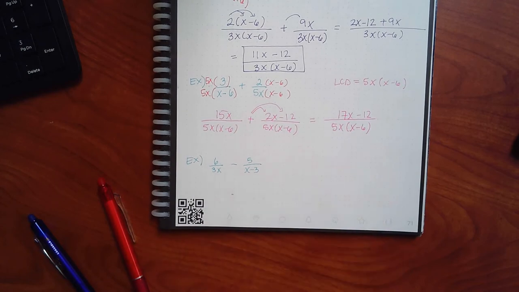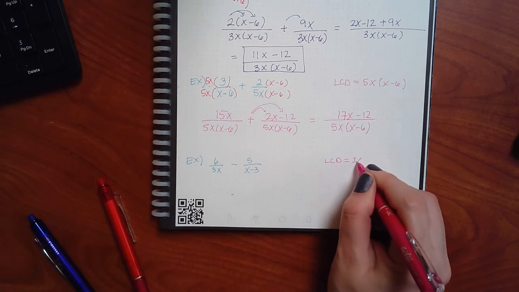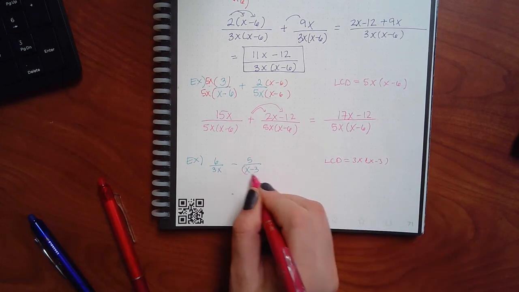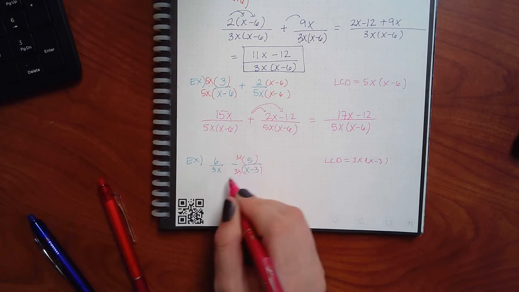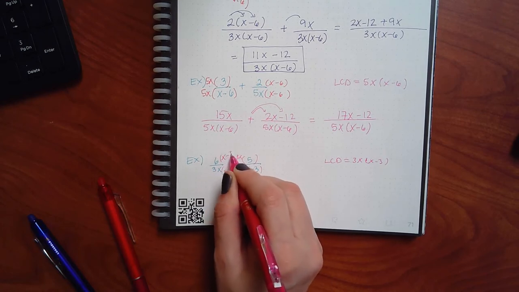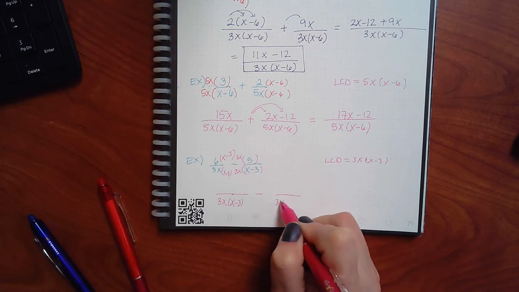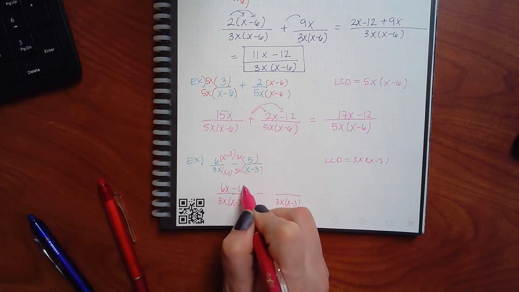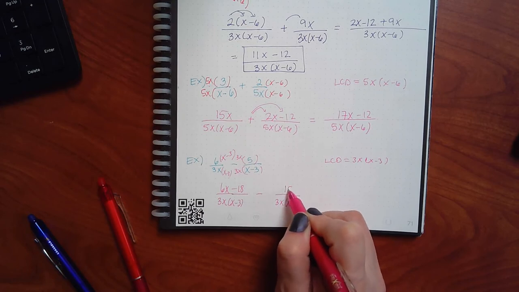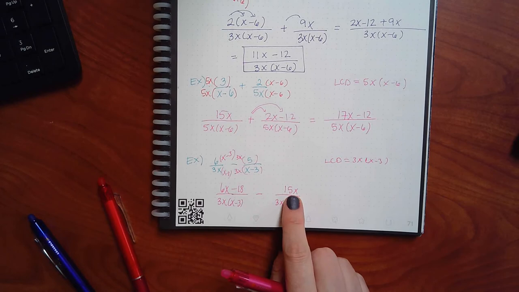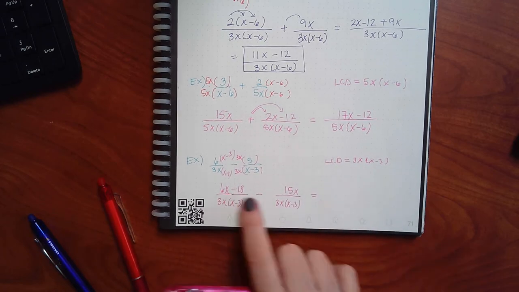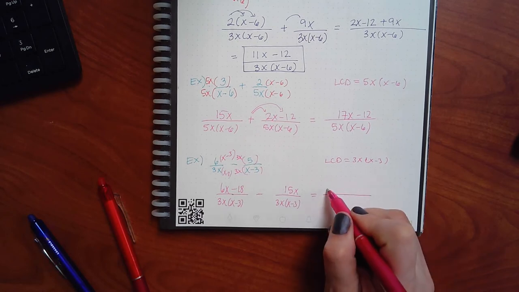Here, what is the common denominator? 3x, x minus 3. So we multiply this one by the x minus 3. So we end up with what? 6x minus 18 here. And then what's that? 15x? And you're only minusing one term, so you don't have to distribute. You just have to remember it's 6x minus 15x. What do you get? 9x. Almost. 6x minus 15x.